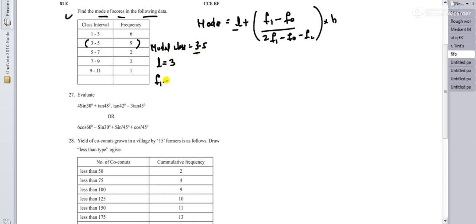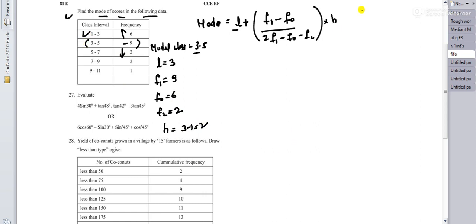Now what is f1, f0 and f2? f1 is the frequency of the modal class, which is equal to 9. f0 is the frequency previous to that, which is equal to 6, and f2 is the frequency next to the modal class, which is equal to 2. And h is the class size. So the size is how much? 3 minus 1, which is 2.